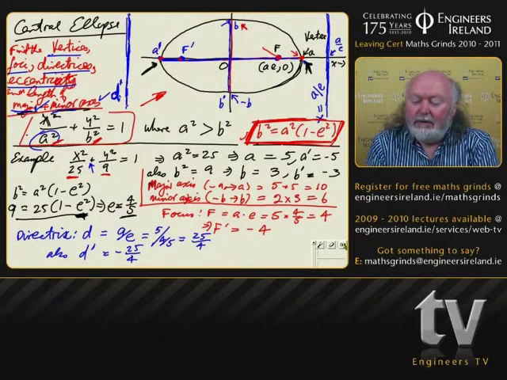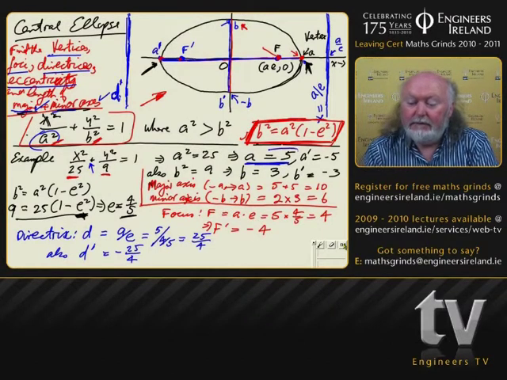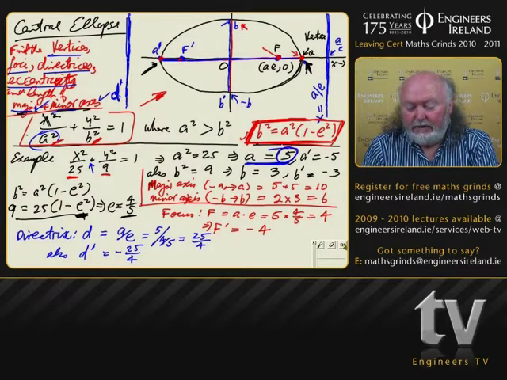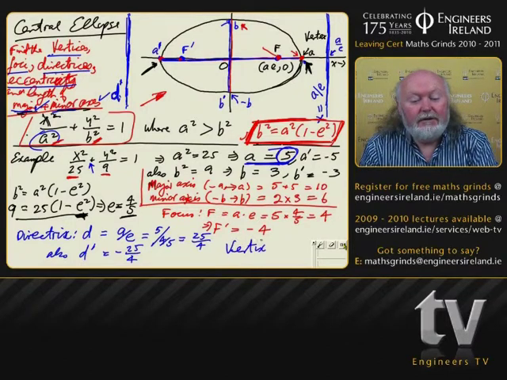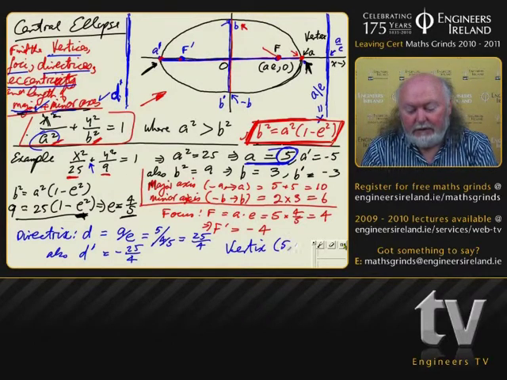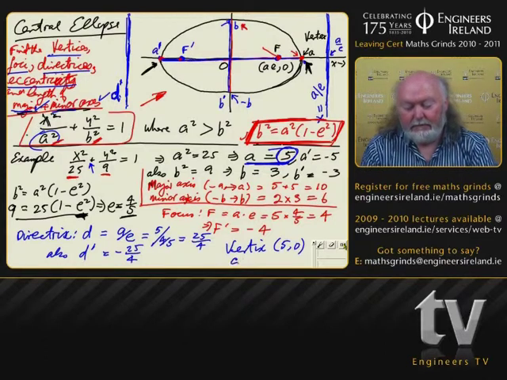Once we have found out the value of A, that value 5, that will tell us what our vertex was. So we know that the vertex, because we're dealing with a centered ellipse, is going to be 5, 0, because the major axis runs along the x-axis, and the other one, the vertex A dashed, is minus 5, 0.